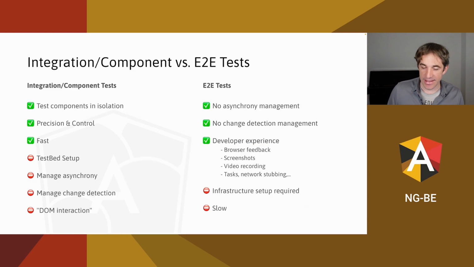But before we do it, let's quickly summarize the advantages and the disadvantages of both approaches at the moment. Let's start with the integration and component tests first. They give us the benefit that we can test our components in isolation. I can just pick certain parts of my application and test that one in isolation. With the mocking and all the other things that I can do, I have quite a lot of precision over the behavior, and compared to end-to-end tests, they are quite fast.